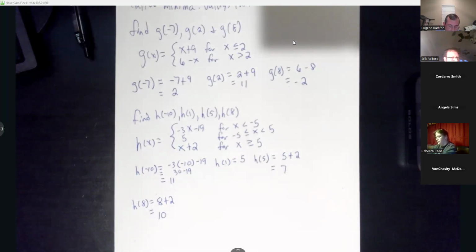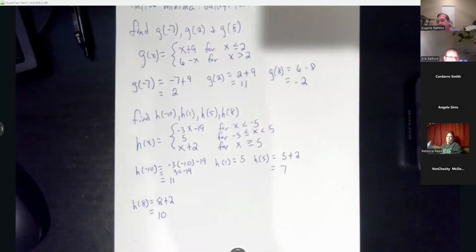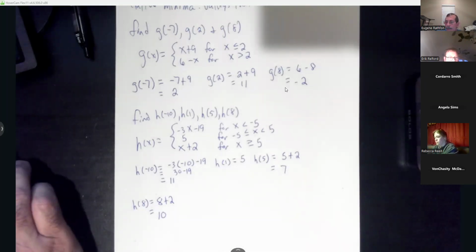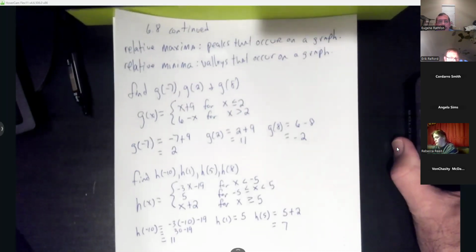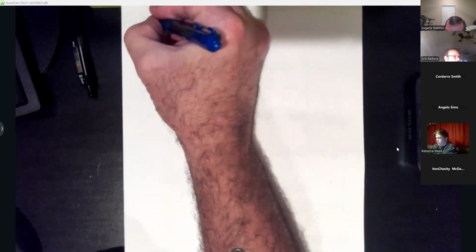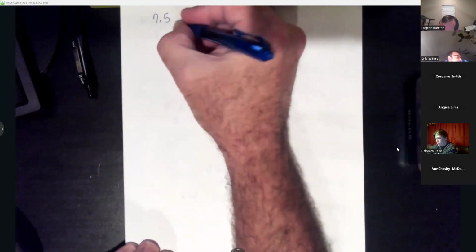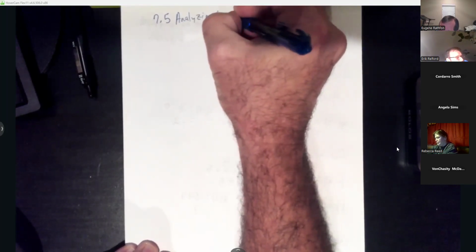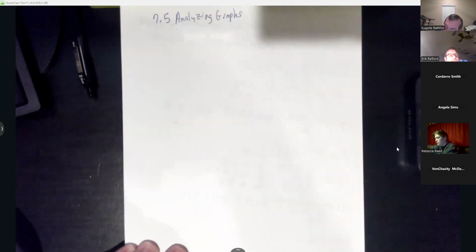Alrighty, y'all, so now we knock out 7.5 in college algebra. So this deals with the graphs from the x squareds. Okay, so let me pull my paper back up. All right, y'all, 7.5. Analyzing graphs of quadratic functions.